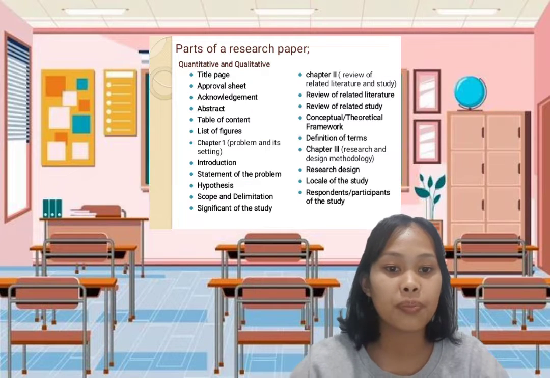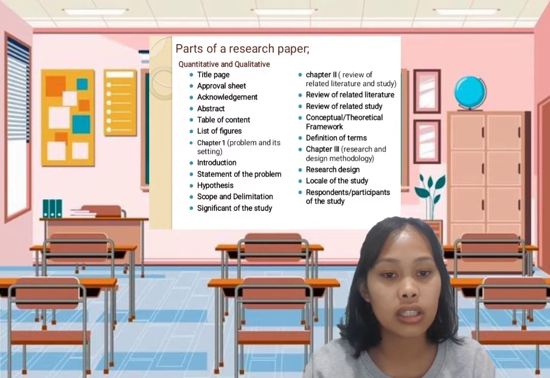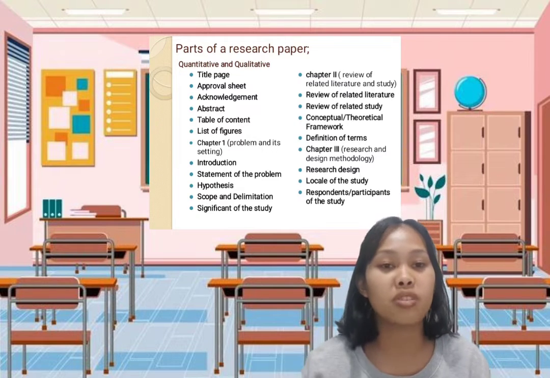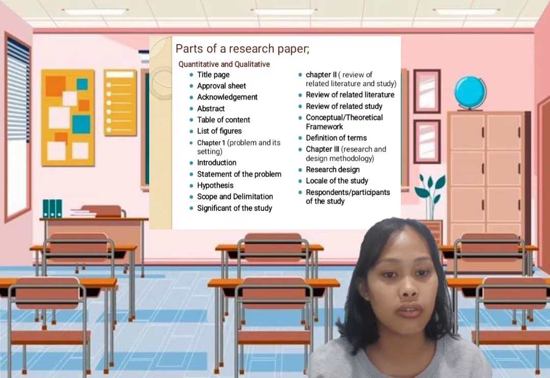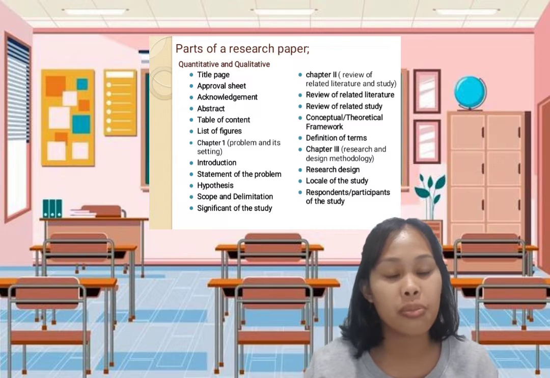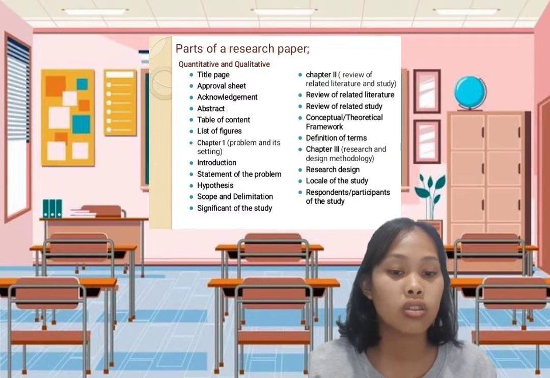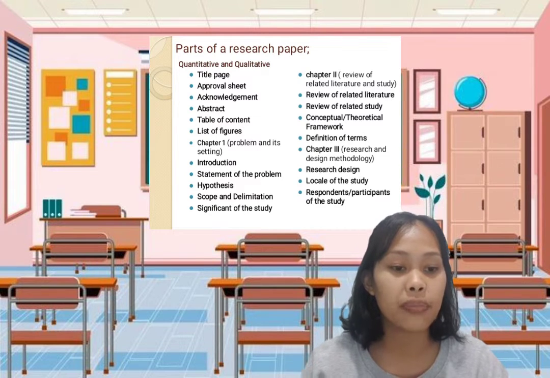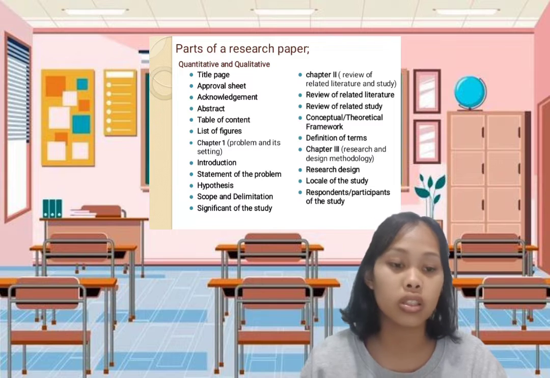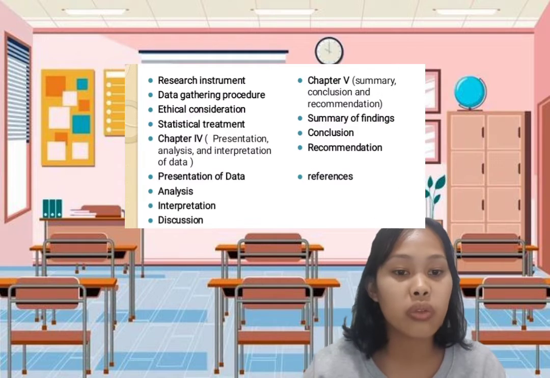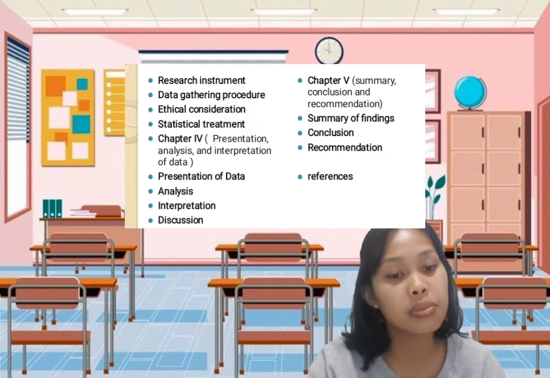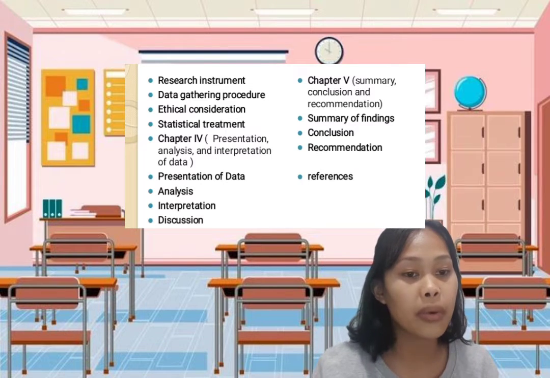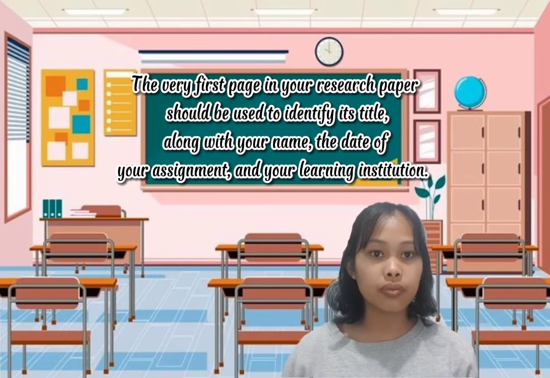Parts of research, quantitative and qualitative: title page, approval sheet, acknowledgement, abstract, table of contents, list of figures. Chapter 1, the problem and its settings. Chapter 2, review of related literature. Chapter 3, research design and methodology. Chapter 4, presentation, analysis, and interpretation of data. Chapter 5, summary, conclusion, and recommendation.